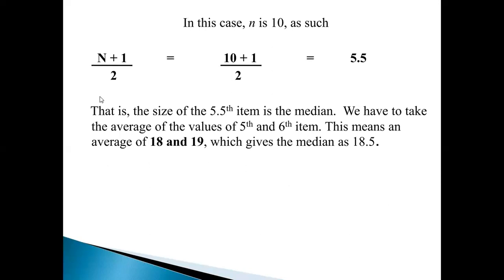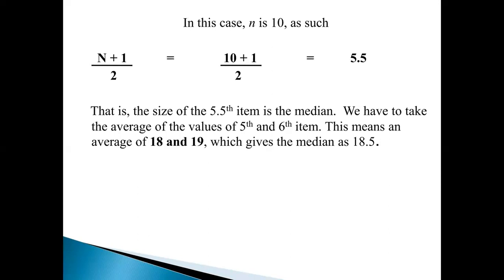So by using the formula (n plus 1) divided by 2, 10 plus 1 divided by 2 is 5.5. So 5.5 basically means it is the average of the fifth and sixth number. The fifth number will be 18, the sixth number will be 19. So the average of these two numbers will be 18.5. That is how we have to find it.